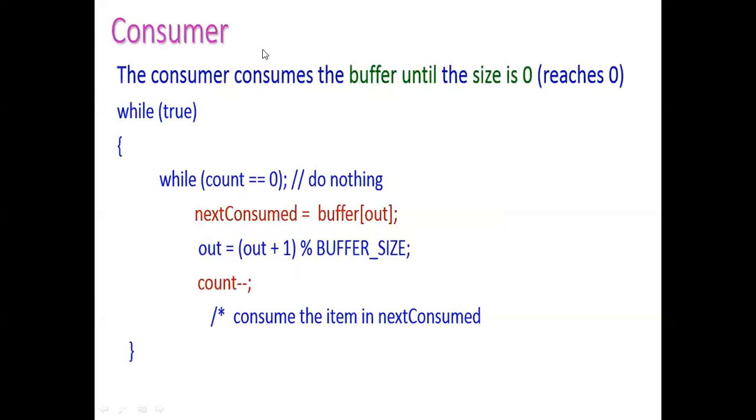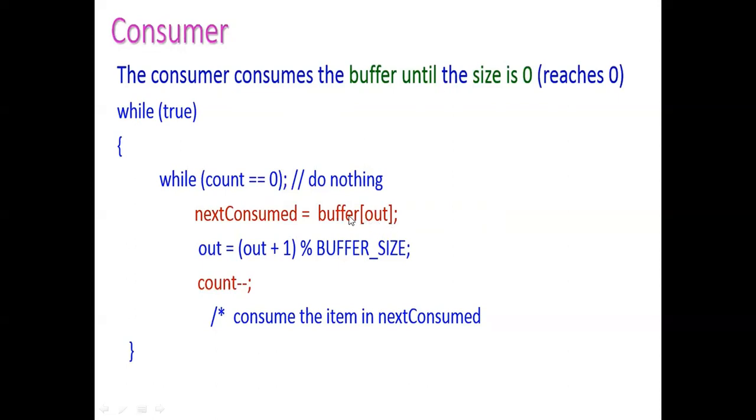Coming to the consumer process, always the consumer process consumes the buffer until the size of the buffer gets 0. That is, until the buffer gets empty, it goes on consuming the buffer. Always the consumer process will read the data from the buffer. So while the condition is true, again, it is checking for the count value. If it is 0, that is, if the buffer is empty, then we cannot read any data from the buffer. That is, do nothing. Okay, buffer out.